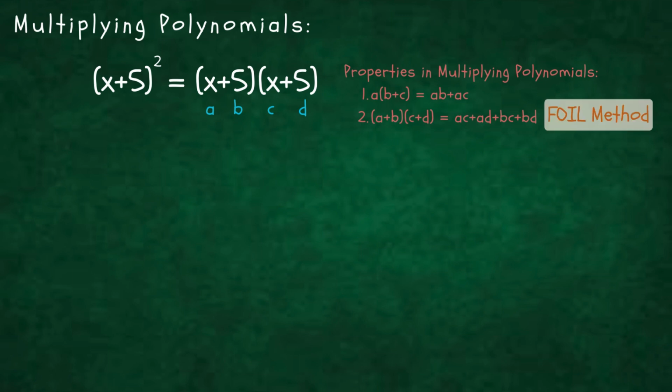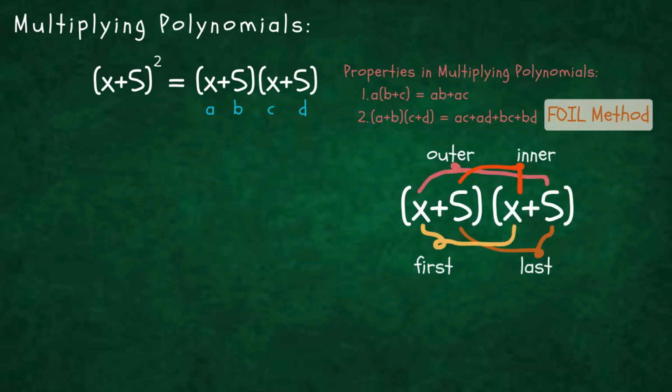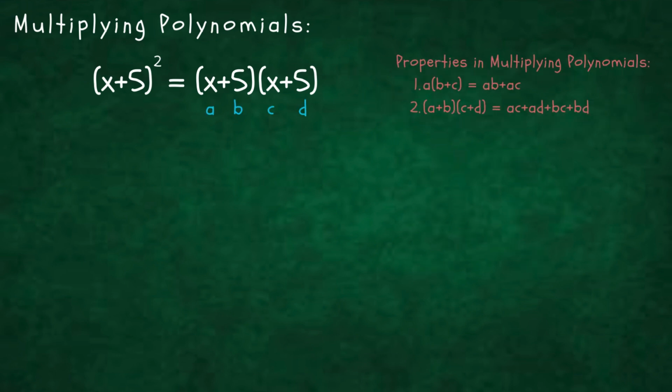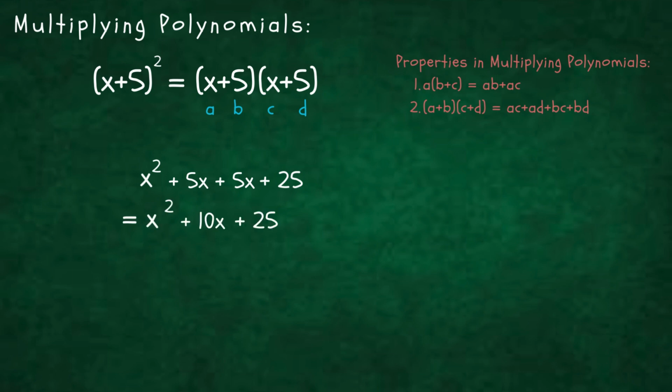This is also known as the FOIL method. The first, the outer, the inner, and the last. Now let us first multiply the first term, or the a times c. x times x, that would be x squared. Next is the outer, which is a and d, that would be 5x. Next is the inner, the b and c, also 5x. And the last terms, or b and d, which is 25. We will combine the like terms, the 5x plus 5x, that will be 10x. And that will give us the answer as x squared plus 10x plus 25.